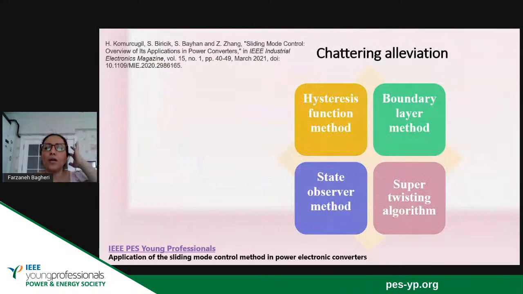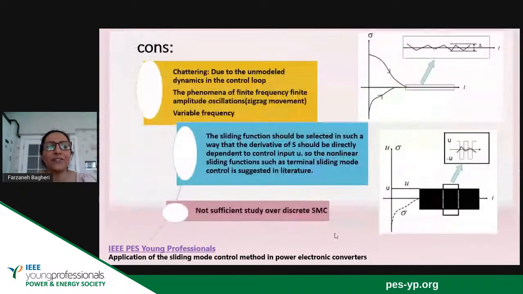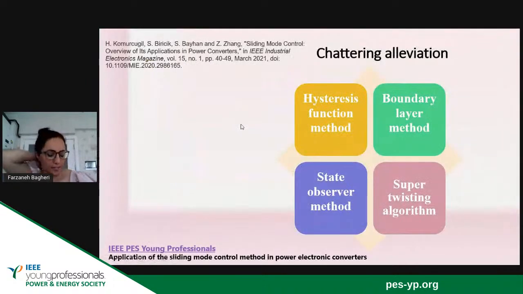So I like to talk about this chattering problem because it is a very important problem in sliding mode control. Chattering alleviation has been the research topic for a lot of papers and articles. If you look at this recent paper that is talking about the sliding mode control overview and its application in power electronic converters, it is talking about the chattering alleviation methods. There are a lot of methods, but the most important ones are these 4 methods: hysteresis function method, boundary layer method, state observer method, and super twisting algorithm method.